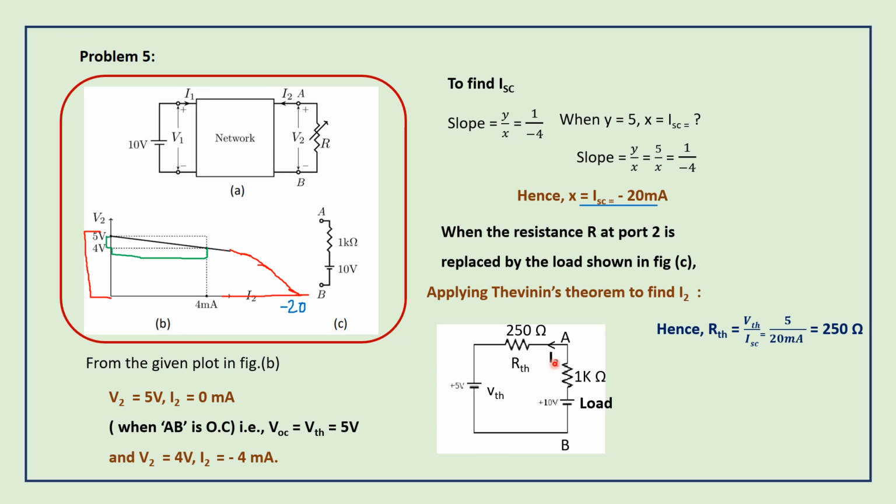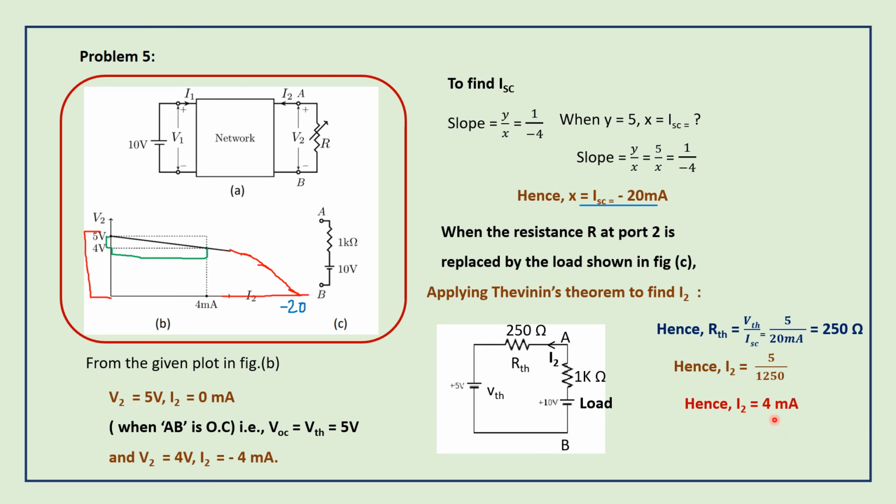What is I2? V by R, as per Ohm's law. Here, two voltage sources are given, 10 volt and the Thevenin's voltage 5 volt. So 10 minus 5 by the total resistance, which is 1000 plus 250. Hence I2 equal to 5 by 1250. This will get cancelled: 1 by 250. And 1 by 250 is nothing but 4 milliamps, 0.004 amps.